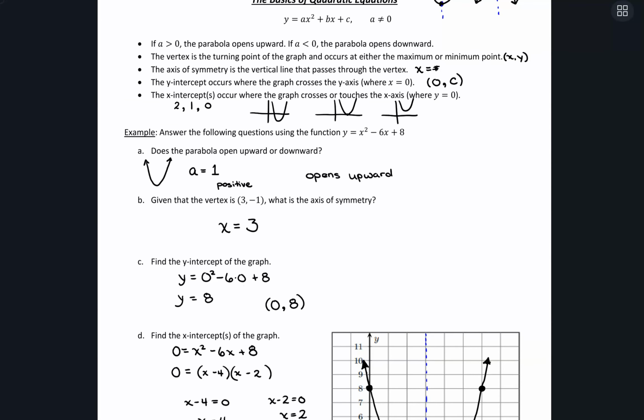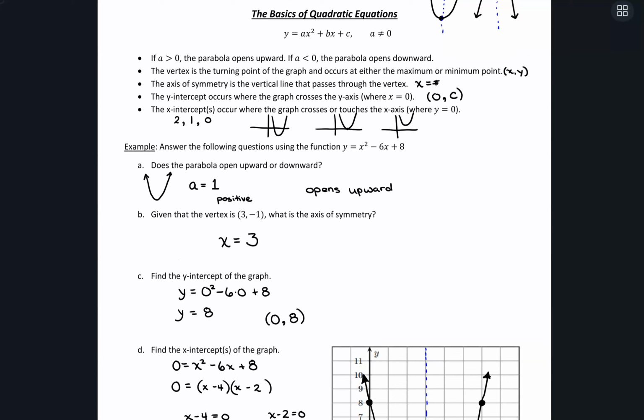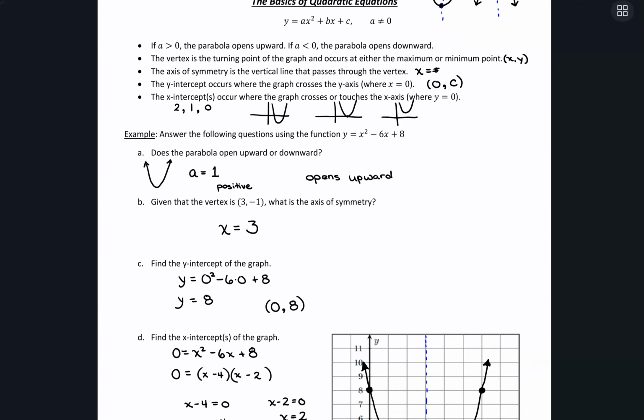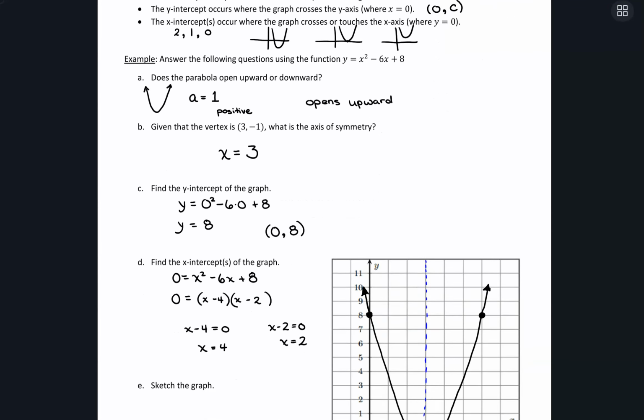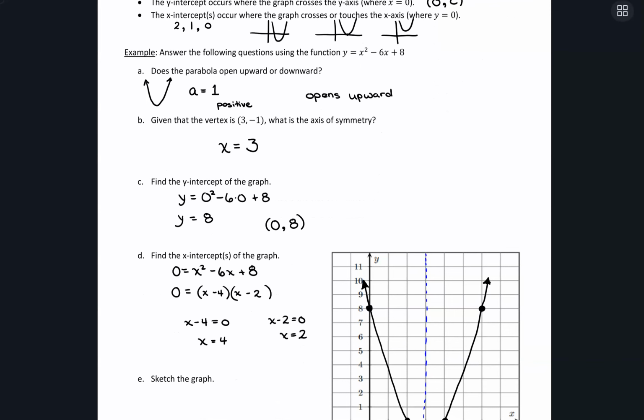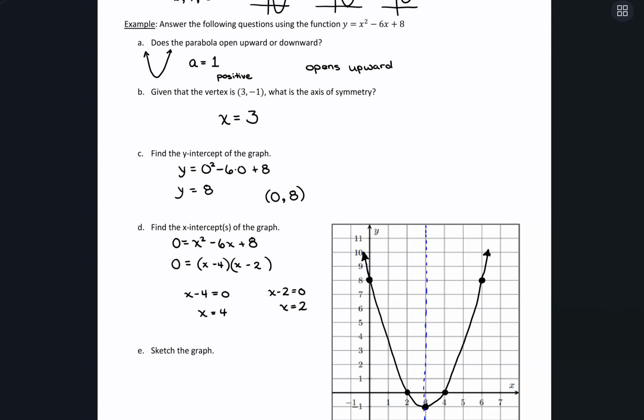Okay, so lots of information that we get from that ax squared plus bx plus c form. Does it open upward or downward? Axis of symmetry if we have our vertex, and then y-intercept and x-intercepts. There should always be one y-intercept, but x-intercepts are flexible: it could be 2, 1, or none.